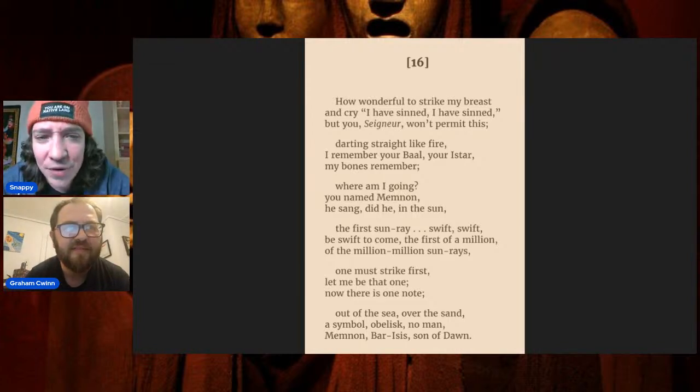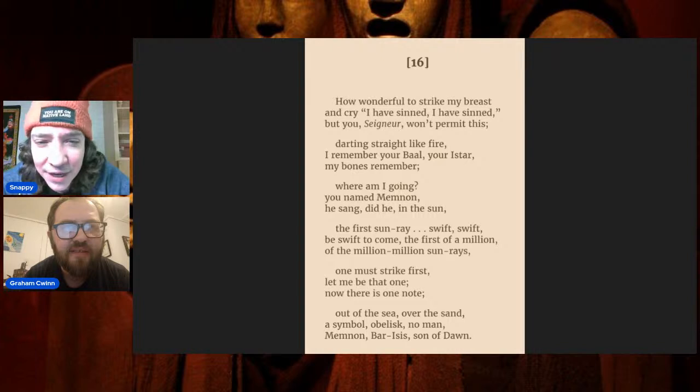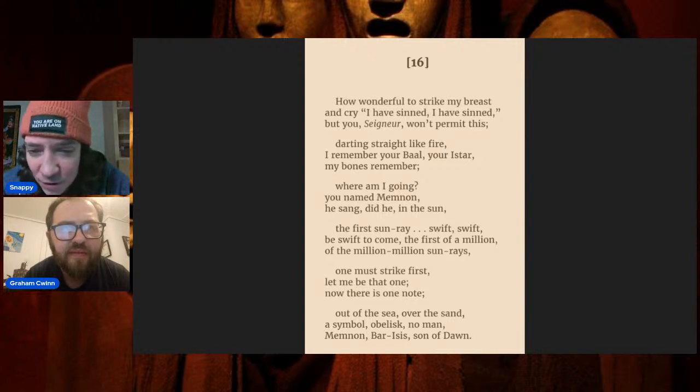How wonderful to strike my breast and cry, I have sinned, but you, Seigneur, won't permit this. Darting straight like fire, I remember your ball, your Ishtar, my bones remember. Where am I going? You named Memnon. He sang, did he, in the sun? The first sun ray, swift, swift. Be swift to come, the first of a million sun's rays. One must strike first. Let me be that one.